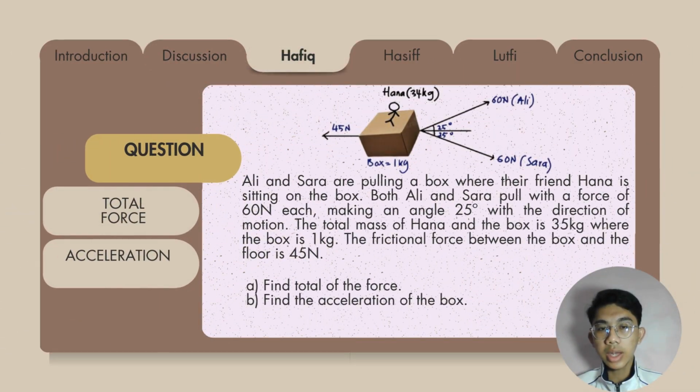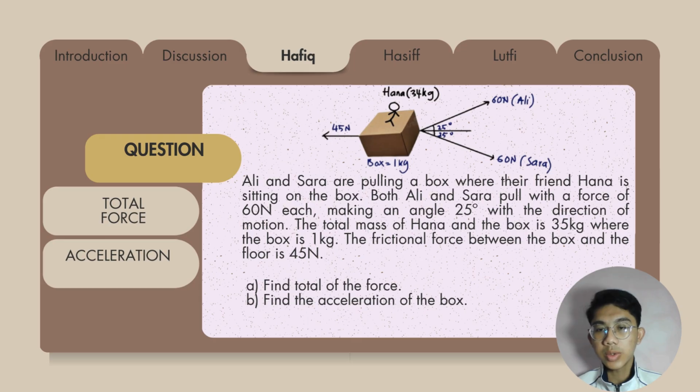Now we look at another question related to our topic. Ali and Sarah are pulling a box where their friend Hannah is sitting on the box. Both Ali and Sarah pull with a force of 60 Newton each, making an angle of 25 degrees with the direction of motion. The total mass of Hannah and box is 35 kg, where the box is 1 kg. The frictional force between the box and the floor is 45 Newton. So, question 1 asks to find the total force and find the acceleration of the box.